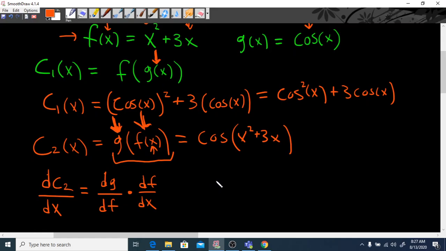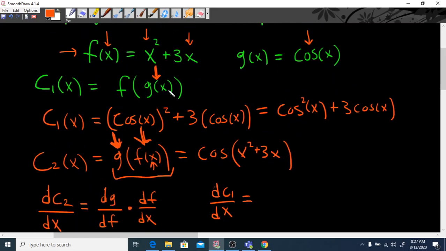Now let's write this same kind of rule down for C1. C1, the form is in green here. So f is on the outside. Its input is the function g. So this is going to be df dg times, and then we're going to take the derivative of the input of f, which is g, with respect to its input. And its input, as we can see, is x. So df dg times dg dx.